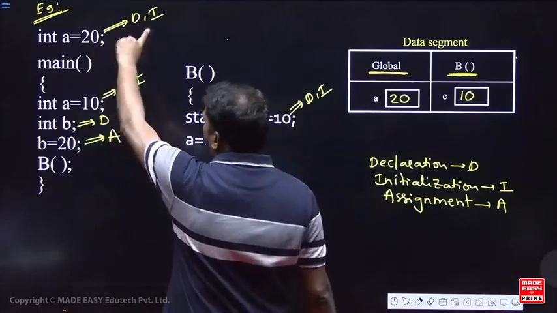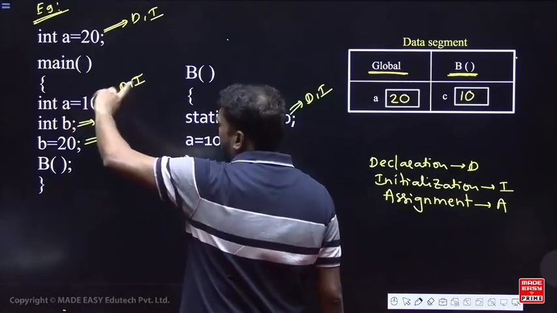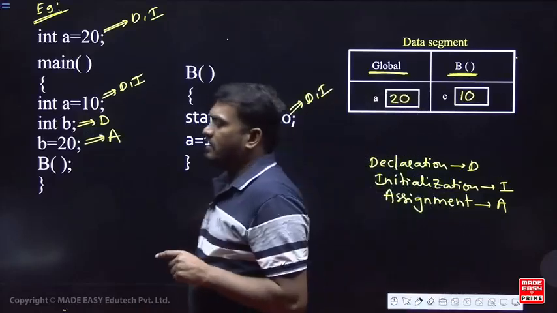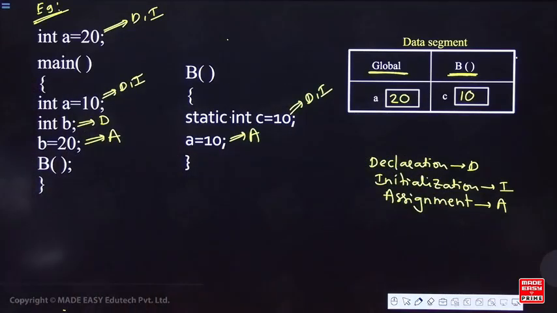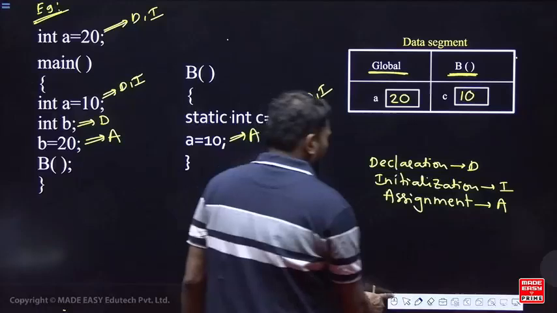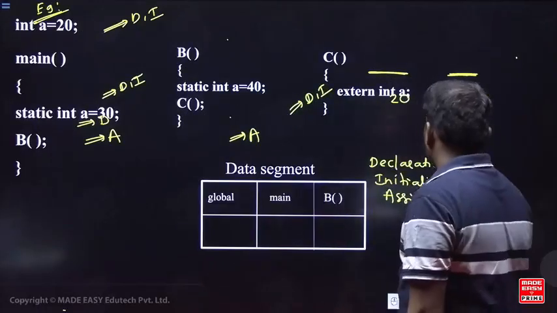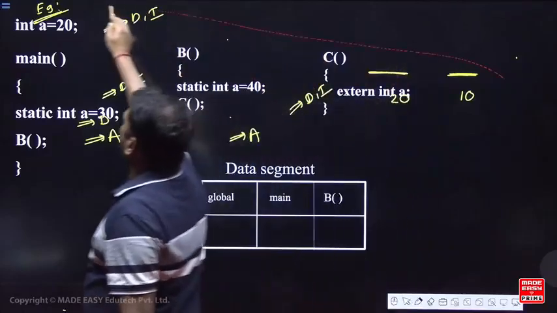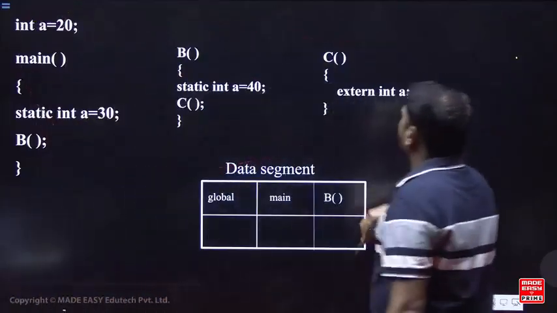What is important? This is called a declaration and initialization. This is both declaration and initialization, and this is only declaration, assignment. So this is both and this is only assignment. Copy this. Okay, so move on to the next one. Copy this, copy the next example, speed up.